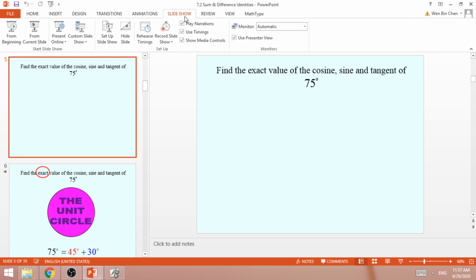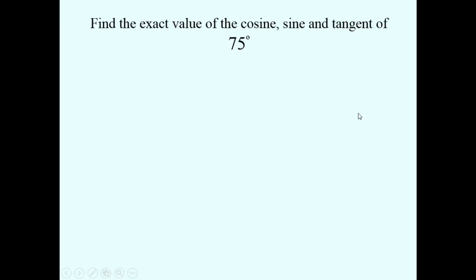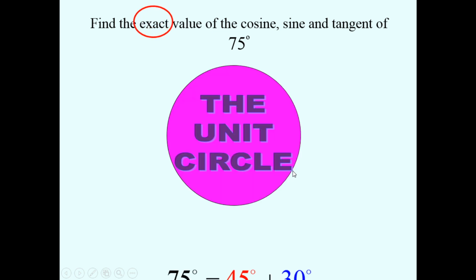Okay, so now we'll do some random examples. Let's find the exact value of cosine, sine, and tangent of 75 degrees. Now 75 degrees, according to the unit circle, is not a special angle. What I mean by special angles is 0, 30, 45, 60, 90, 120, 135, and 180. Those are the special angles. Okay, so now let's take a look at that.